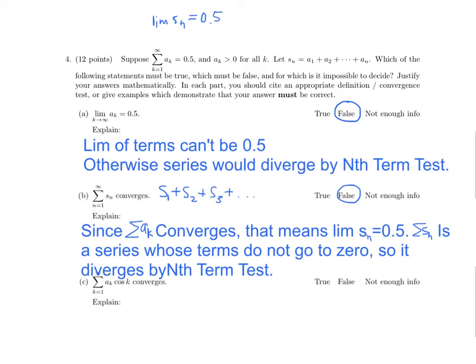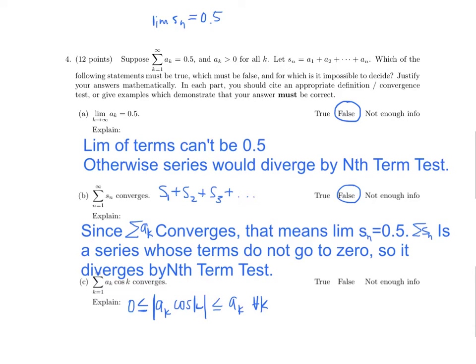Now, let's take a look at C. We now have a series a sub k times cosine k. We're asked whether that converges or not. Well, cosine k is bounded between positive 1 and negative 1. So even though the a sub k's are all positive, this series may not have all positive terms. Let's test it for absolute convergence. Now, if we take a look at the absolute value of the terms, we know that the absolute value of the terms is going to be bounded between 0 and a sub k. And that's true for all k.